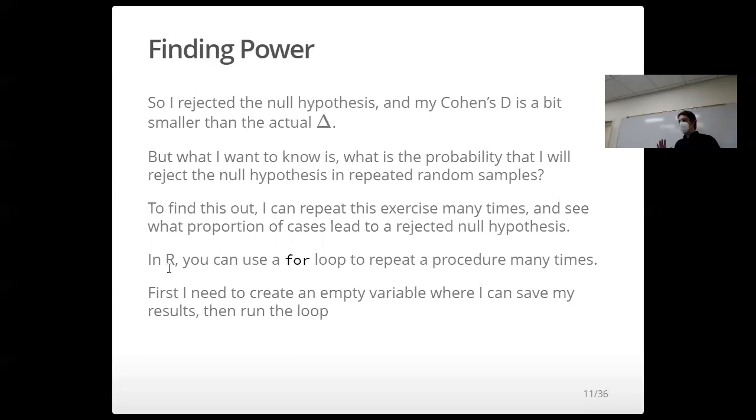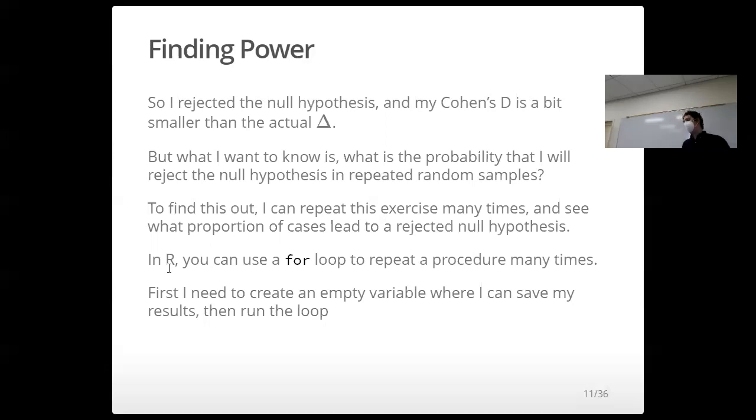And what I really want to know here is what's the probability that I will reject the null hypothesis if I keep doing this over and over again? What proportion of times is the null hypothesis going to be rejected if I keep doing this procedure over and over and over again? So the way we can do this in R is with a for loop.